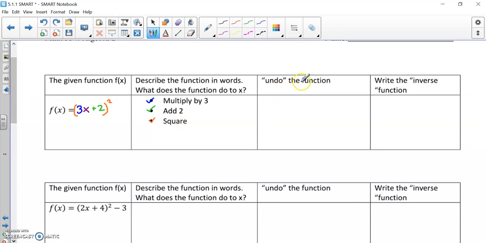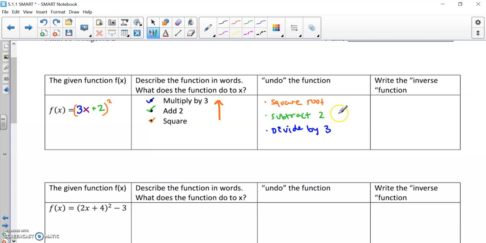So now to undo the function, I'm going to start at the bottom and go back up, but with opposites. So let's stay true to our colors here. The opposite of squaring, remember to go from the bottom up, is square root. The opposite of adding 2 would be to subtract 2. And the opposite of multiplying by 3 would be to divide by 3. All right, so now using this, oh wow, I didn't even stay true to my colors. I'm gonna fix that real quick. All right, we're all fixed.